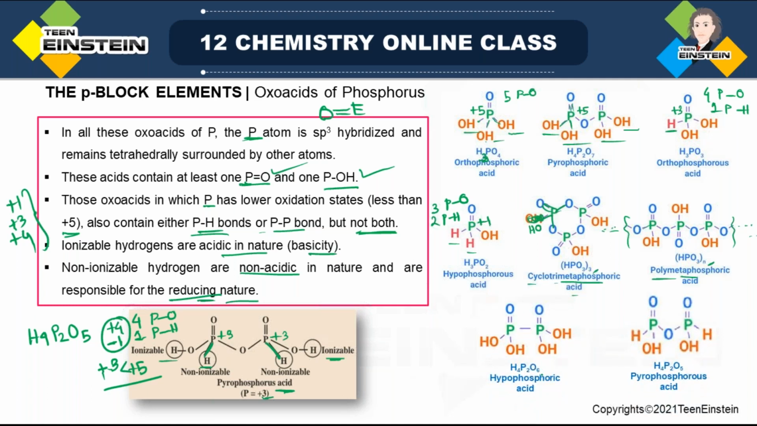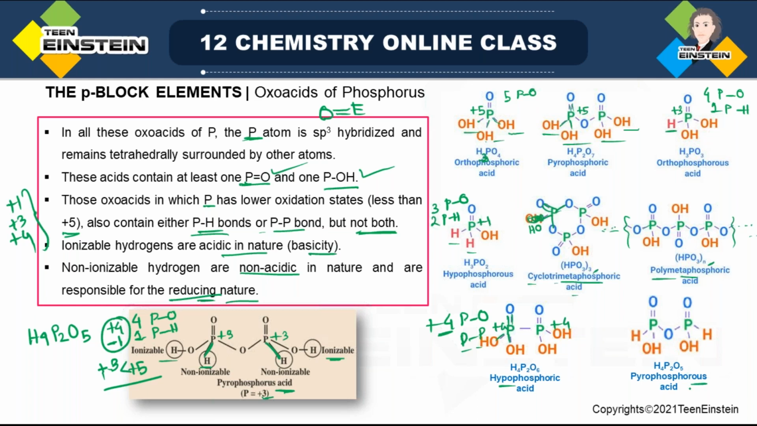Now H4P2O6, it is hypophosphoric acid. Now we have some P-P bonds, so the oxidation state must be lesser than +5. So we have a total of 4 P-O bonds, and we do not have any P-H bond, but we have a P-P bond. Now for a P-P bond, as it is the same element, we will not consider any oxidation state. So here the oxidation state will be simply +4. So in this way, you can easily calculate the oxidation state of phosphorus in each compound.